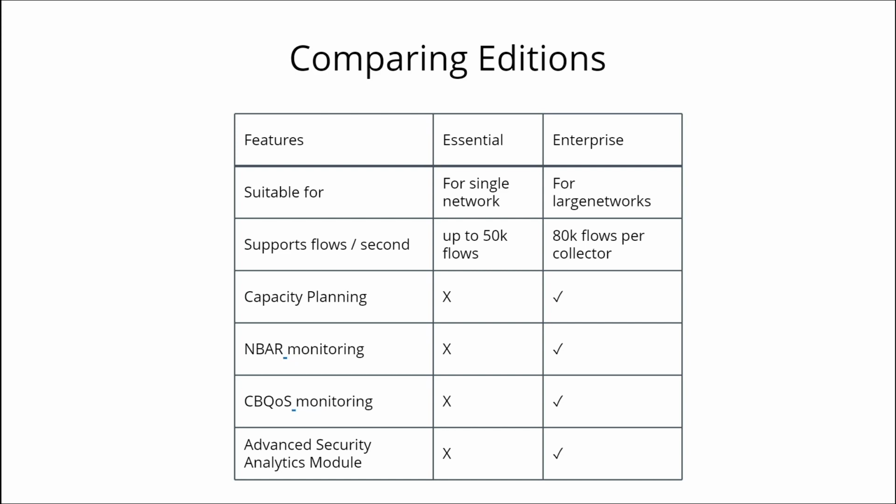Almost every single feature available in the enterprise is available with the essential, but it misses out on four things. One is the capacity planning report that we discussed, the NBAR monitoring for application, CBQOS, class-based QoS monitoring to see how the changes has come up after traffic shaping, and finally advanced security analytics module. So this is the attacks that we mentioned. So these are a part of enterprise and not as an add-on with essential also, just to let you know.